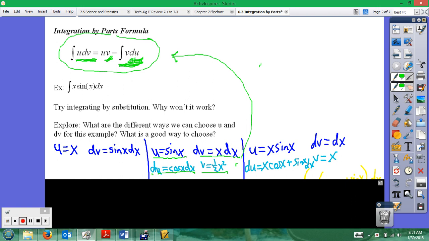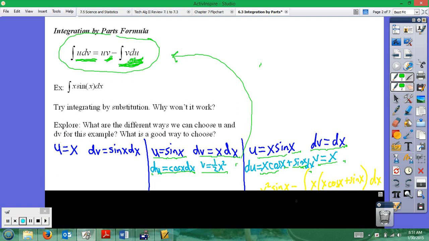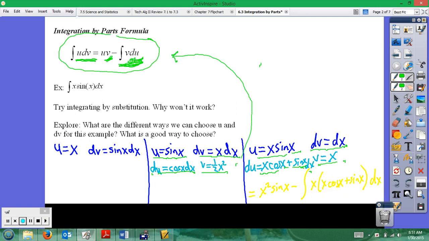Over here on the right side, if you let u equal x sine x, then for your du you'd have to do the product rule, and you would get x cosine x plus sine x dx. For the dv, if you let it be dx, that's like saying the derivative of v equals the derivative of x, so then v would be x. And that's just going to get nasty. So again, when you plug into the formula, it gets worse. So over here on the left, this is the way we want to do it.